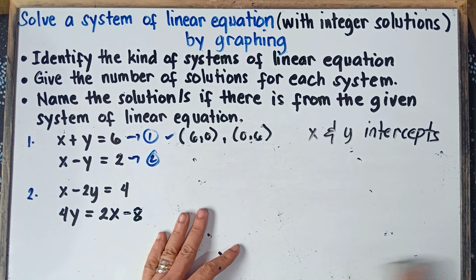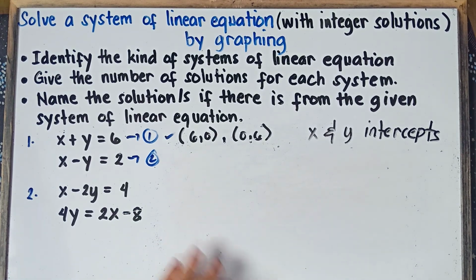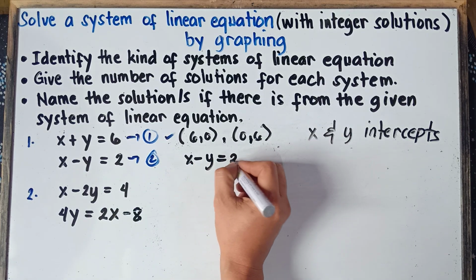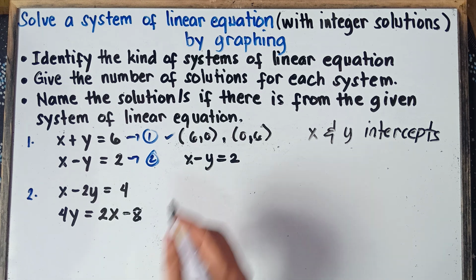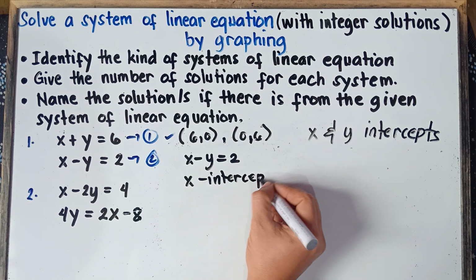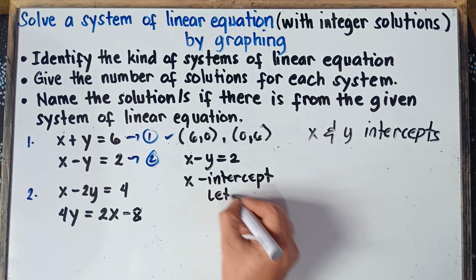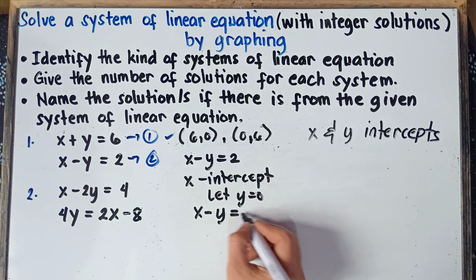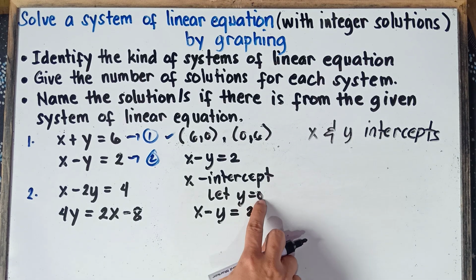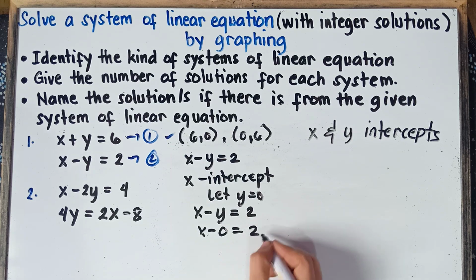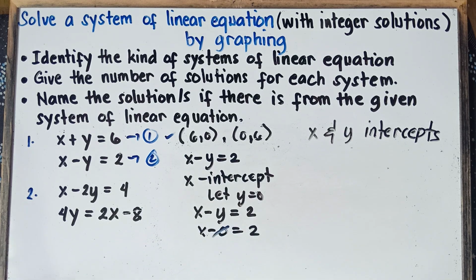Alright, so for the second equation, we need the x and y intercepts. We have x minus y equals 2. To find the x-intercept, let y equal 0. So x minus y equals 2; once again, simply substitute the value of y, which is 0. So x minus 0 equals 2. We can simply cancel this out, so x is equal to positive 2.